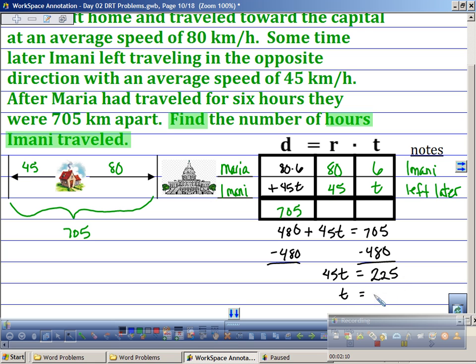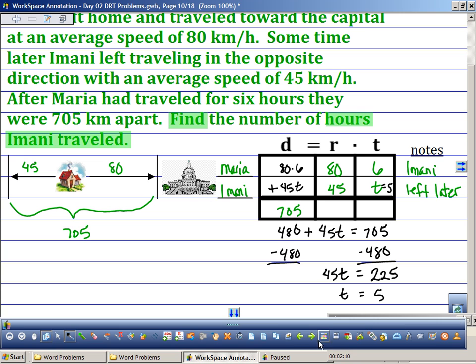So how long? 5. Would that make sense? Can T equal 5? Yeah. So how long after she was driving did he start driving? An hour, right? But they didn't ask us that. I'm just asking you. They just want to know, find the number of hours that he traveled. He traveled for 5 hours. He traveled less than her, right? Yes. Because he left later. All right.